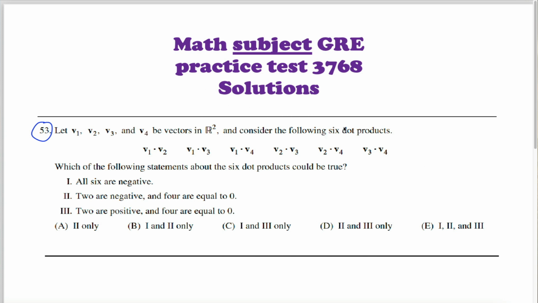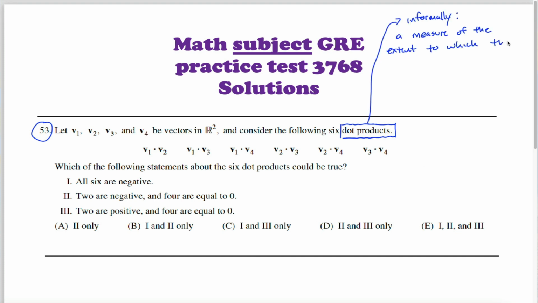So the key to this problem is understanding the dot product. Informally, all the dot product is just a measure of the extent to which the direction of two vectors agree. What I'm saying is if you have two vectors and they're pointing in kind of the same direction, you're going to have a positive dot product.